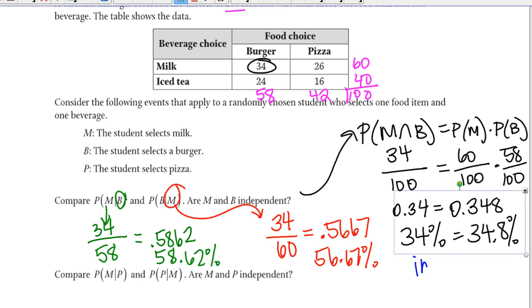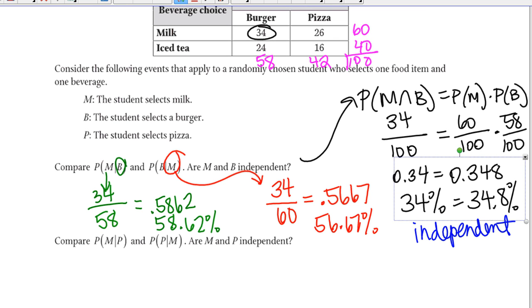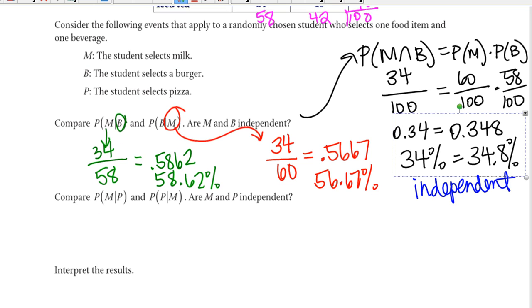So these are actually independent of each other, okay? Which kind of makes sense because if you notice how really close your conditionals were when you did them separately, the probability of getting a student who chose milk out of the people who got a burger and then vice versa, it was pretty darn equal. So yeah, they're independent, which means there isn't necessarily a connection between ordering a milk and ordering a burger. Okay. All right. So, because if you look, your sample spaces for those are really darn close, 58 and 60.